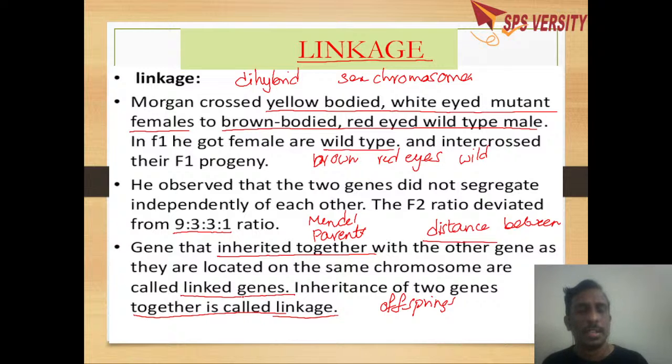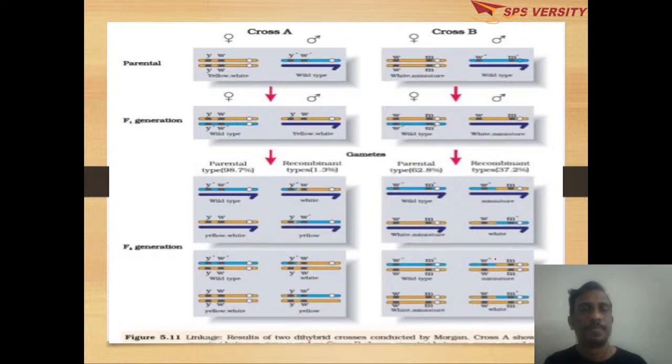That means just like friends. Linked genes can be compared with close friends, who do every activity together. Like this, the linked genes are very close, that is, the distance between the genes is very less, so that they are inherited together. That is called linkage.